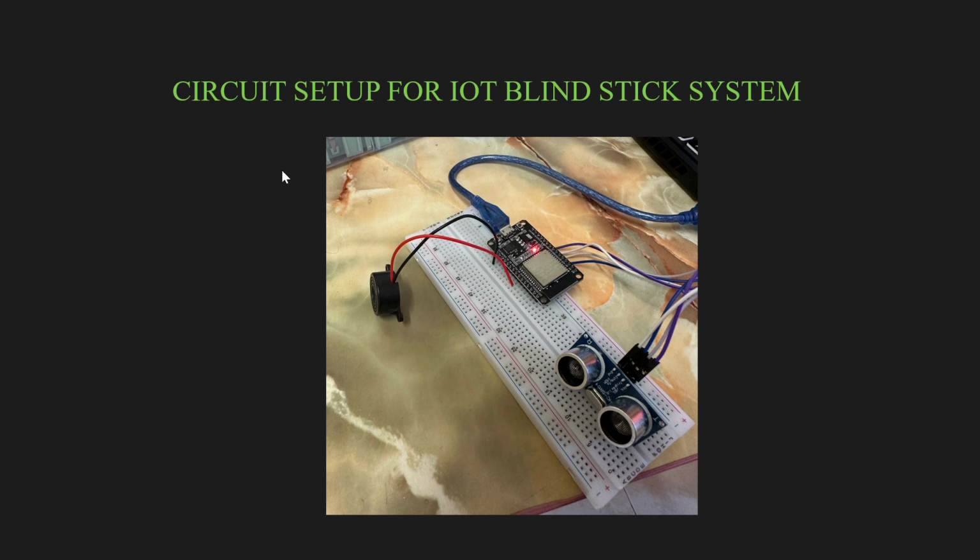This figure shows the circuit setup for the IoT Blynk Stick system. The setup of the IoT Blynk Stick system is made up of an ultrasonic sensor, NodeMCU, ESP32 microcontroller, and a piezo buzzer placed on the breadboard.